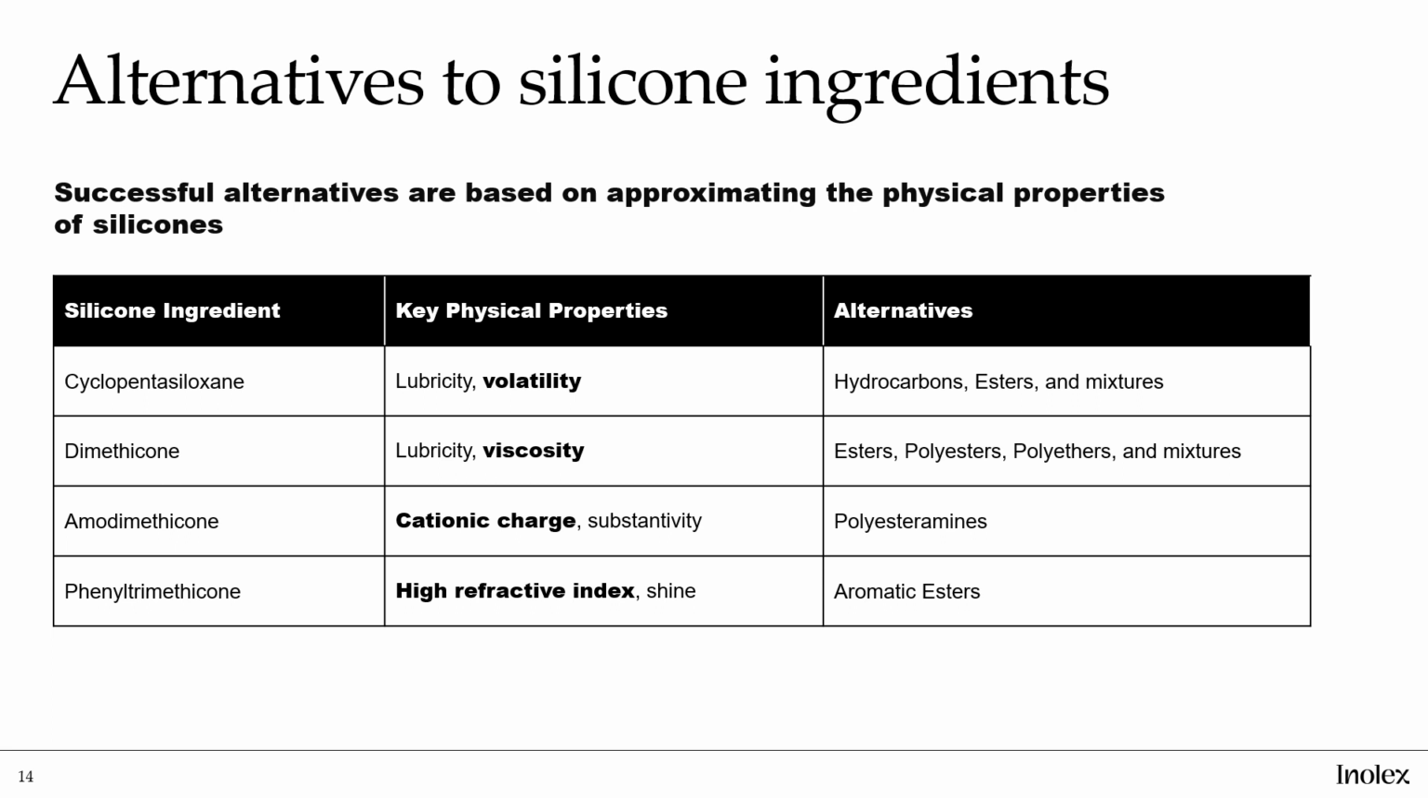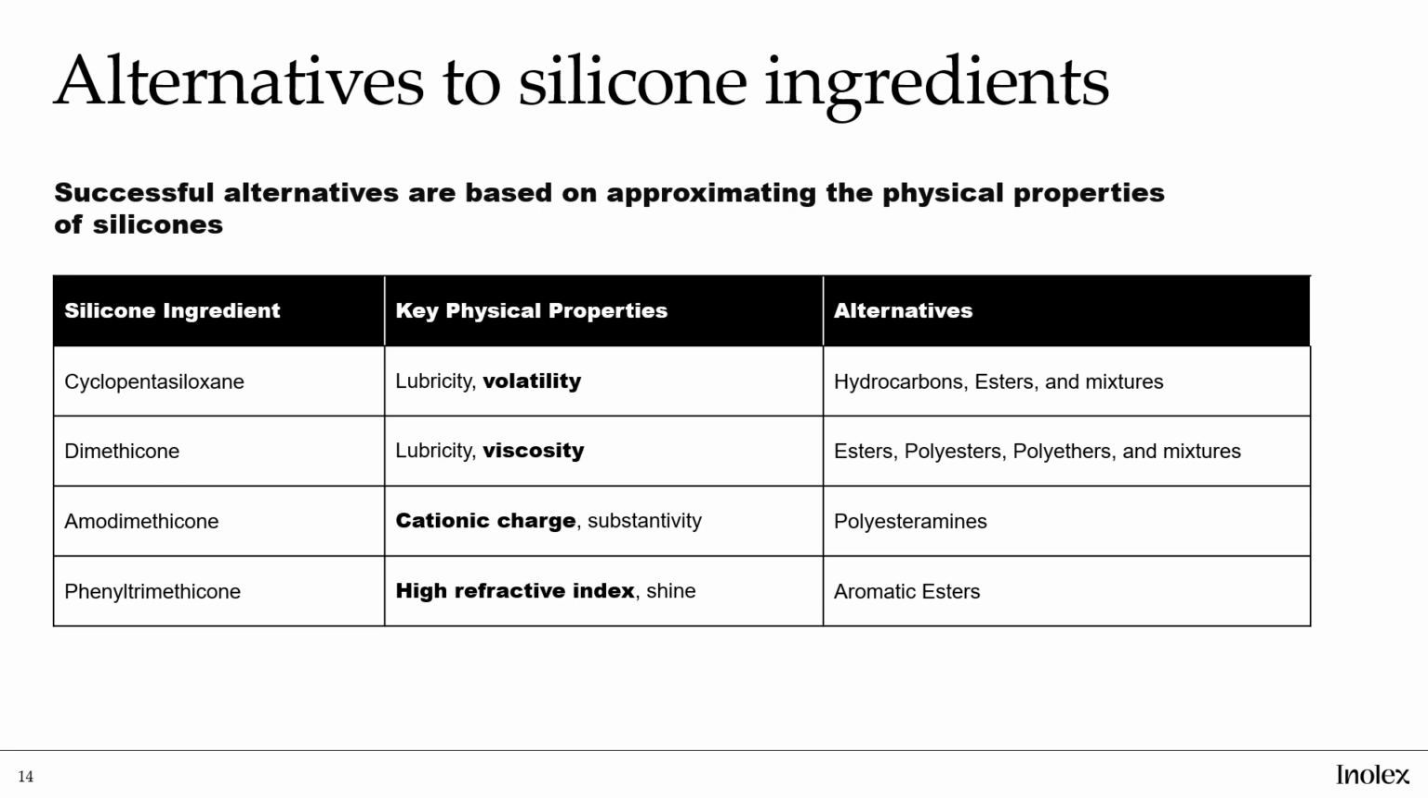In the case of dimethicone, the key physical property there is the viscosity. That's in addition to the lubricity and the surface spreadability. We also want to have some resistance to flow. So there is a case where we want to use esters and polymers to build some viscosity into those fluids.